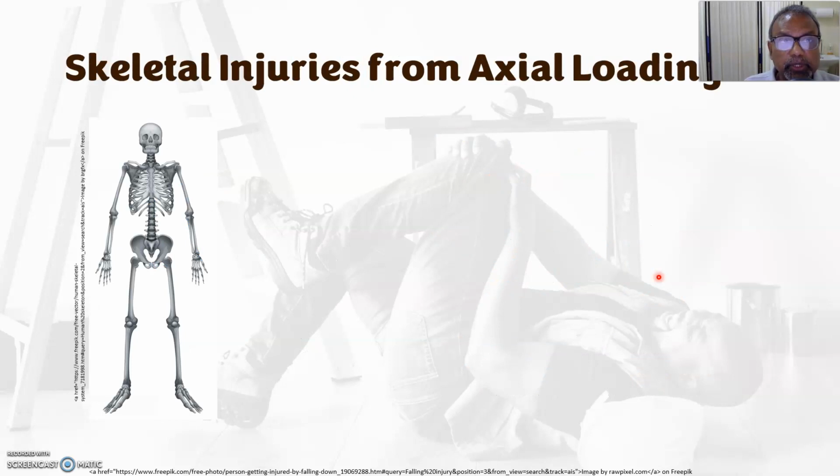Let's think a little bit more about the skeletal injuries. So as we said, we're thinking about the patient falling primarily either on the feet with the force being transferred up to the head, or on the head with the force being transferred down through the feet.